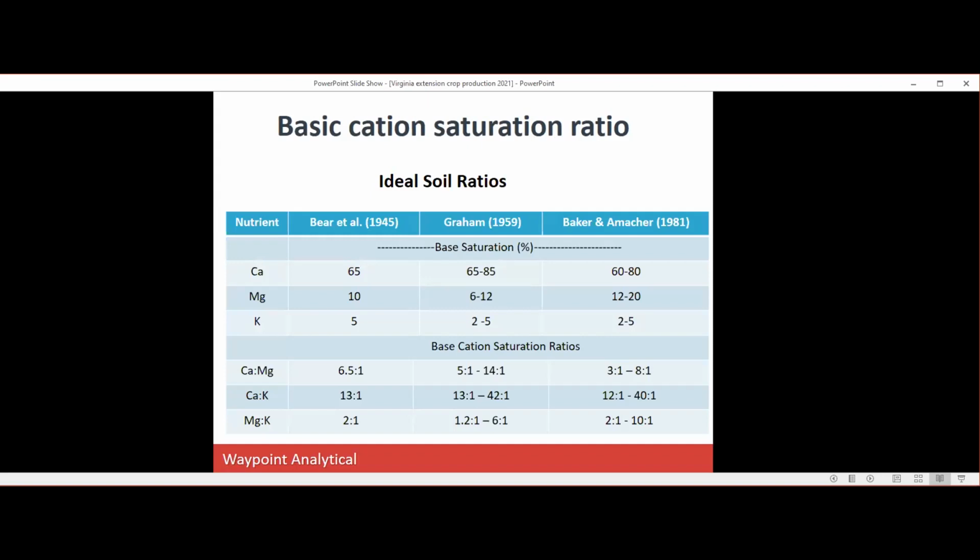You can see that the ideal ratio for calcium and magnesium can be 6.5 to 1, 5.1 to 14, or 3.1 to 8.1, depending on whose interpretation you want to have. So this is the idea: if we get within these ranges, we'll maximize the yield of our crop.